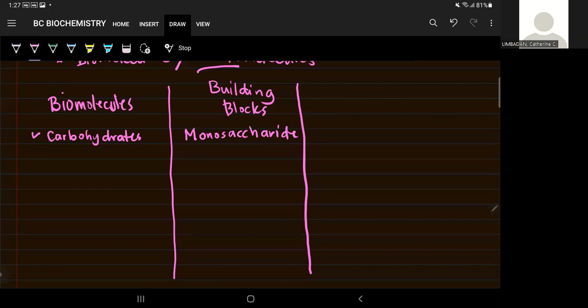Okay? And then we have as well, aside from carbohydrate, your proteins. What is the building block of proteins? Yun yung question ko. Proteins are composed of what? Amino acids. Okay, amino acid, particularly alpha amino acids.